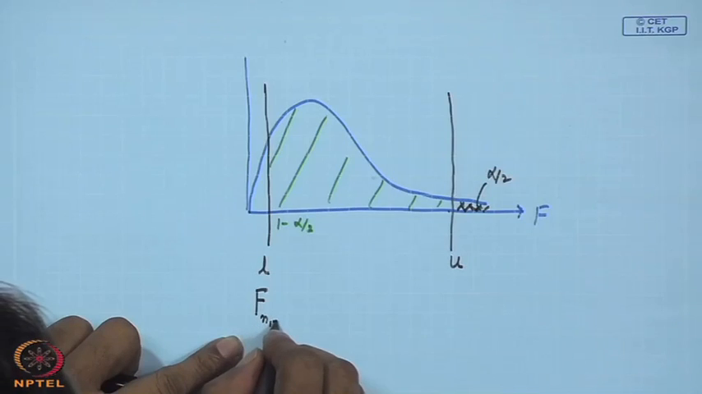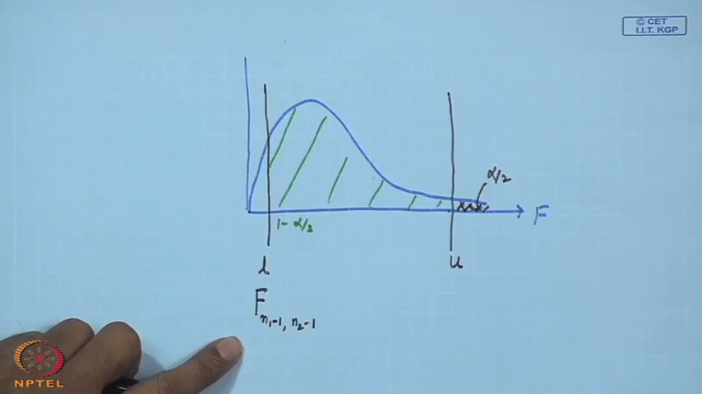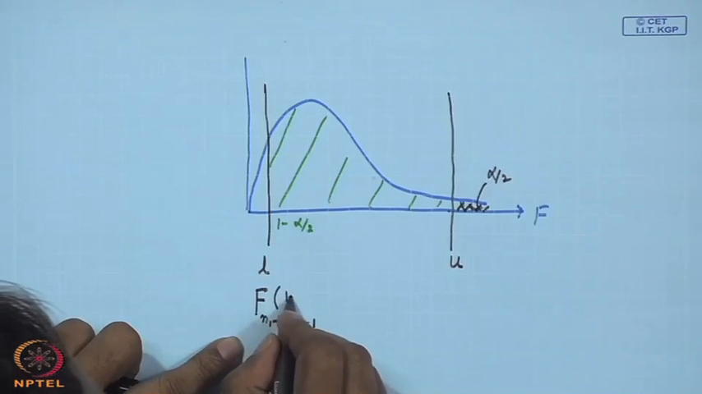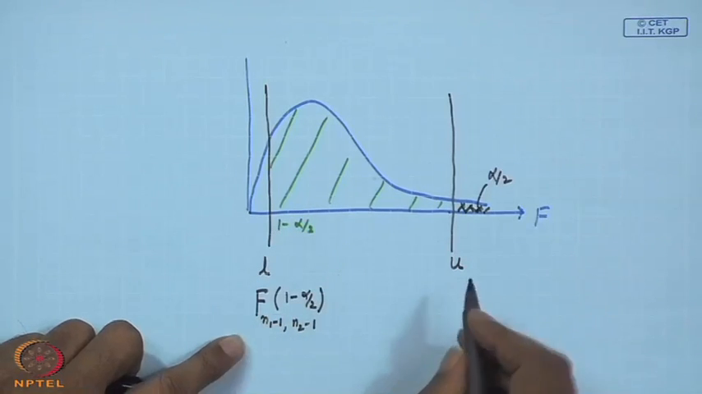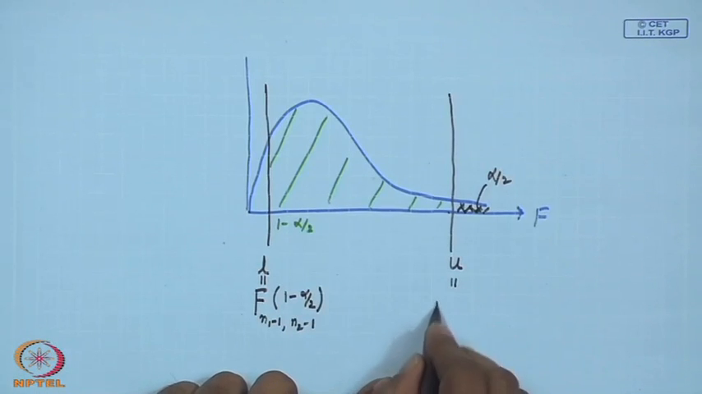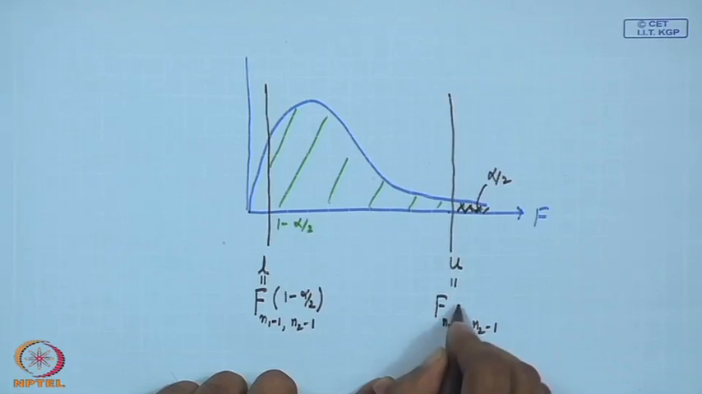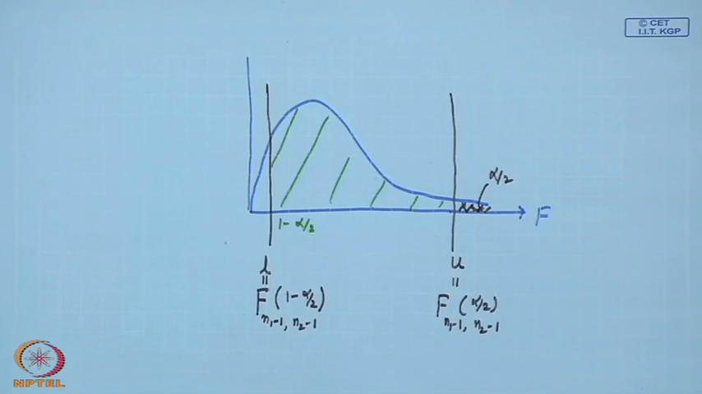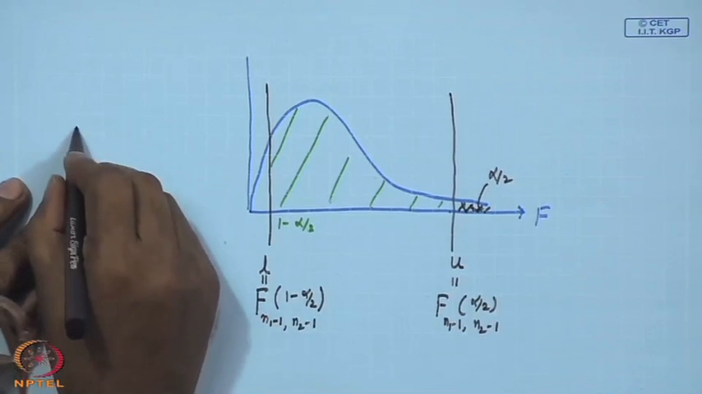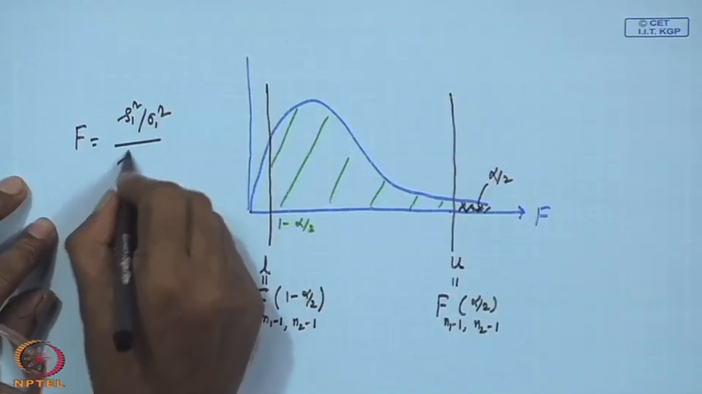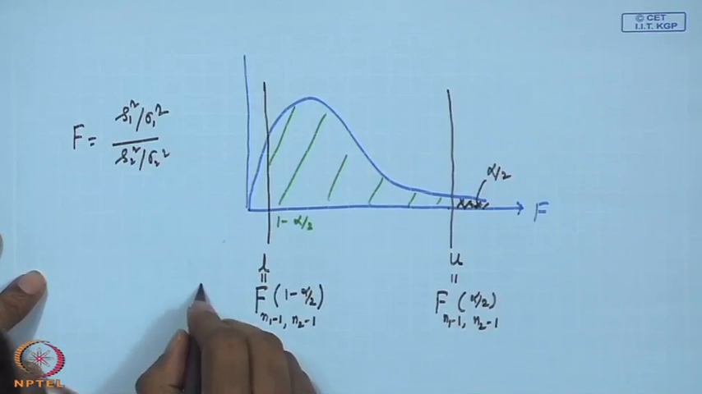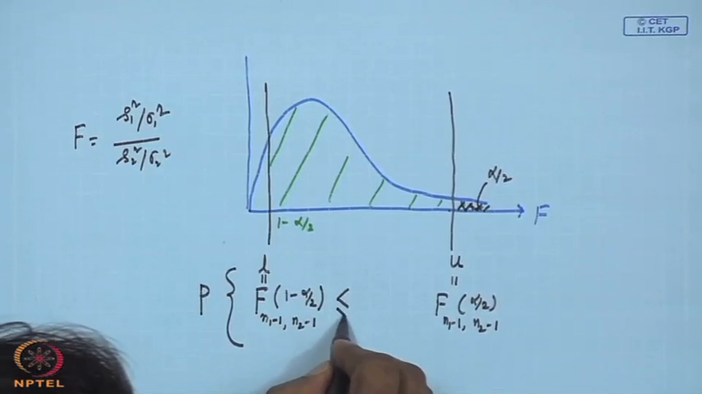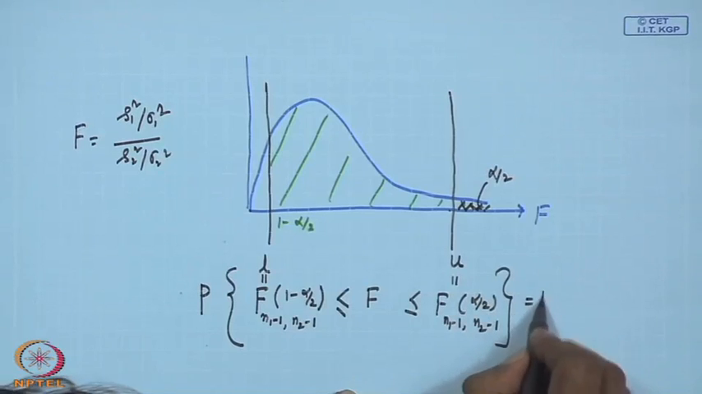F with n 1 minus 1, n 2 minus 1, the numerator and denominator degrees of freedom, corresponding to the probability value 1 minus alpha by 2. For that probability value, what is the value of F? Then that means L is equal to this. What is your U? F with n 1 minus 1, n 2 minus 1 at alpha by 2. Now again you know that F equals S 1 square by sigma 1 square divided by S 2 square by sigma 2 square. And also we say that the probability that this quantity is less than or equal to F, less than or equal to this, equals 1 minus alpha.